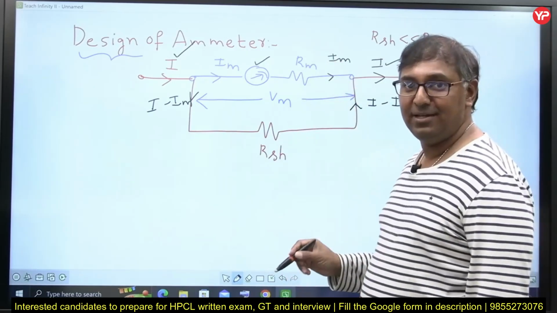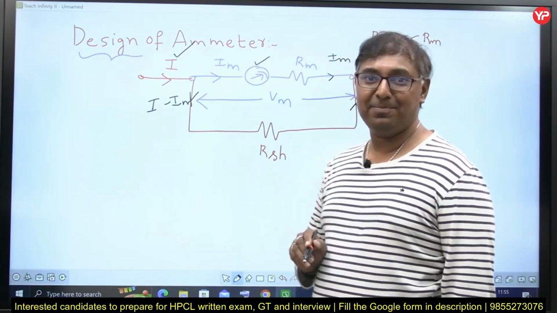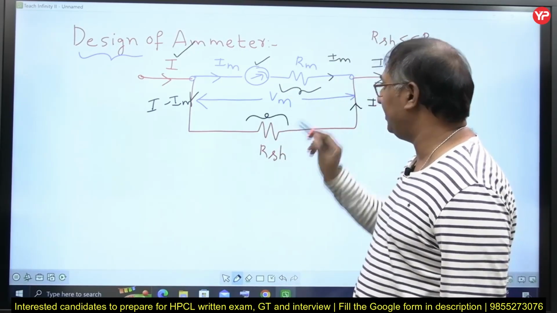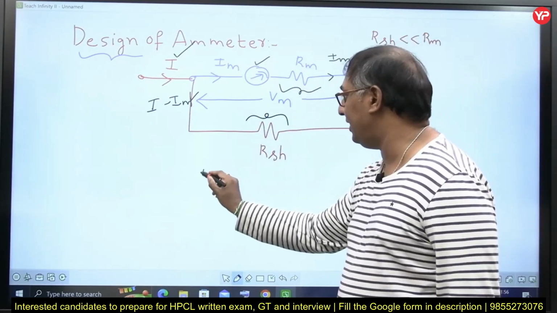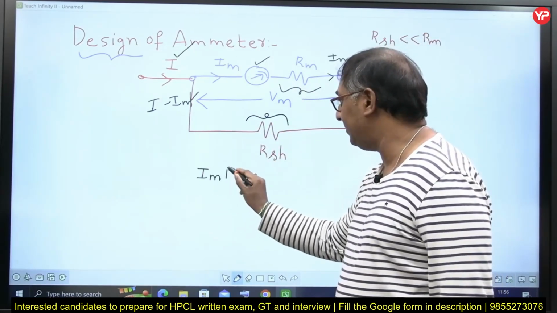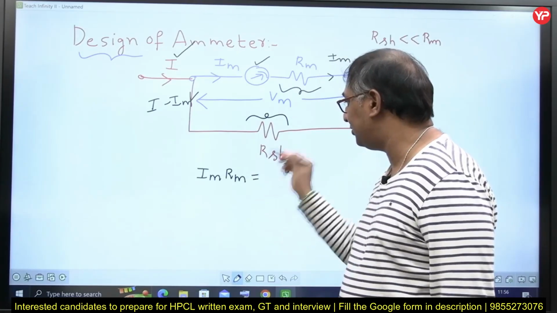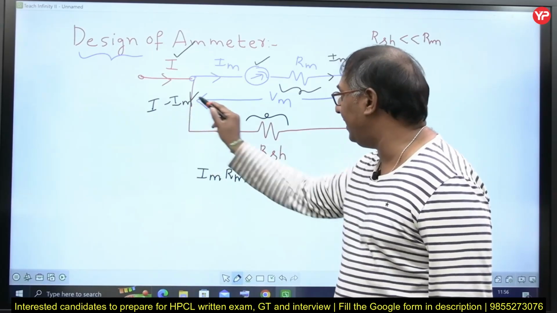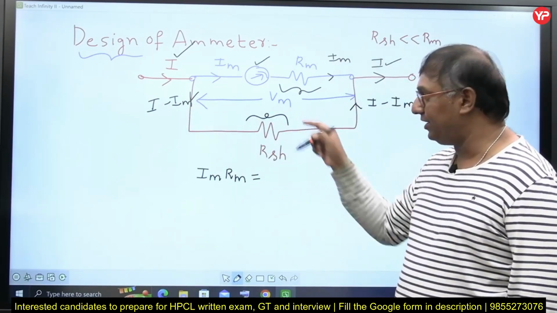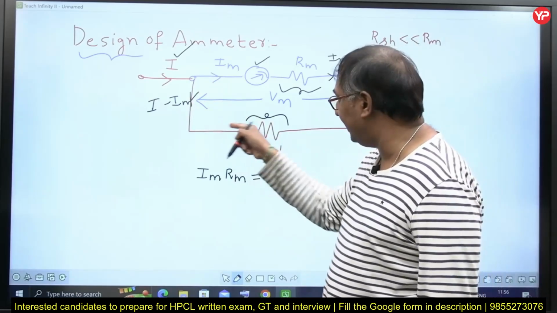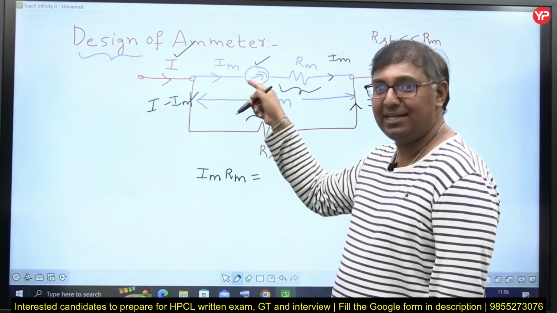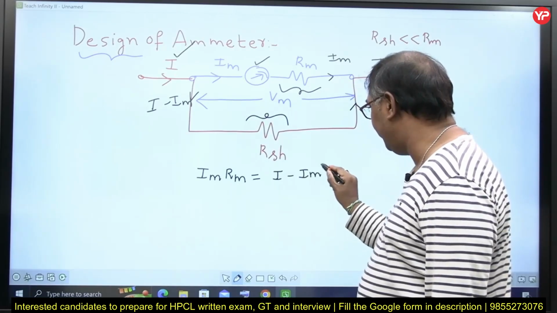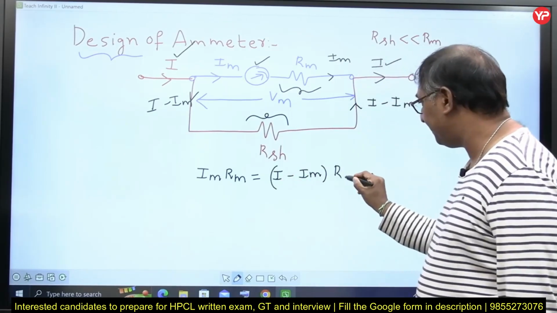In parallel, what is the same? Voltage is the same. What is this voltage? IM into RM is this voltage. Similarly, what is the voltage here? How much current is flowing? Current is I minus IM, so the voltage is I minus IM into RSH.